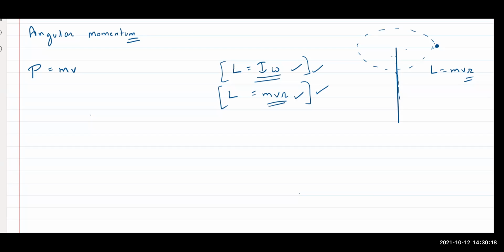Right, if there's a mass and it is rotating around some fixed point or an axis, there must be some momentum associated with that rotational motion. This is the definition I'm talking about. And that rotational momentum is called your angular momentum. Yes or no?